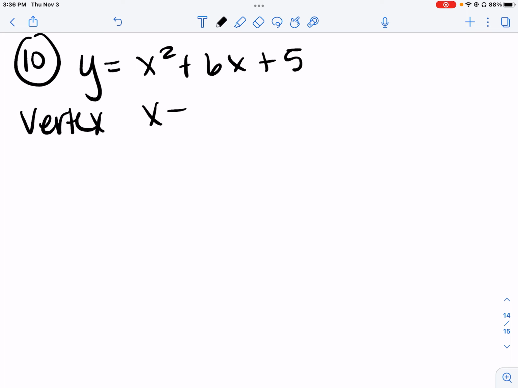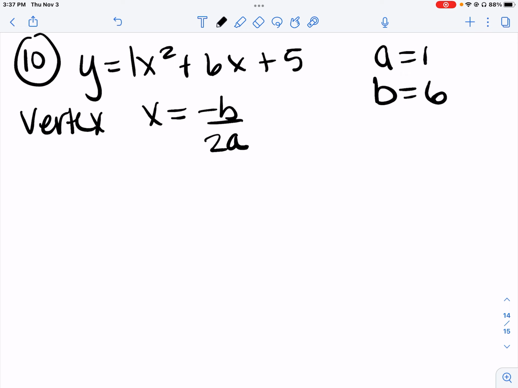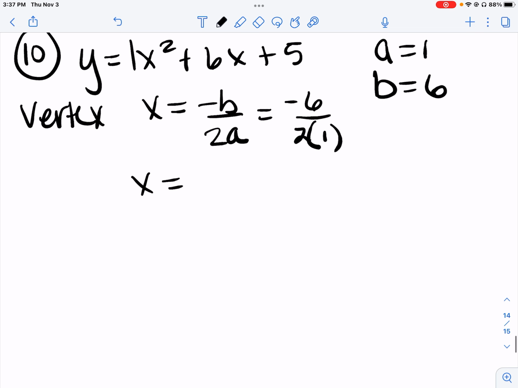Okay, our parabolas. First, we want to find our vertex. A is the understood 1 in front of the square, and B is 6. So -6 over 2 times A, 2 times 1, and divide.